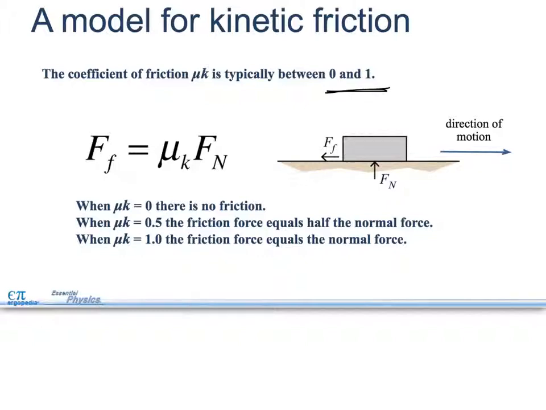It's a very, very small number. It's usually a decimal. When μk is 0, there is no friction, which is very hard to do. When μk is 0.5, the frictional force equals half the normal force. When it is 1, the frictional force equals the normal force.